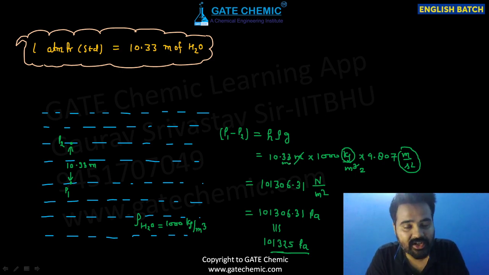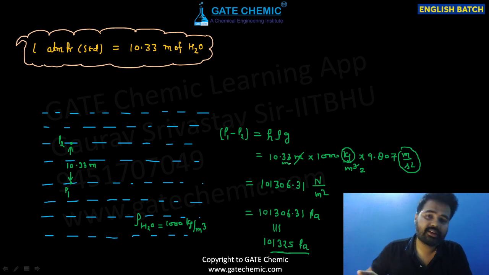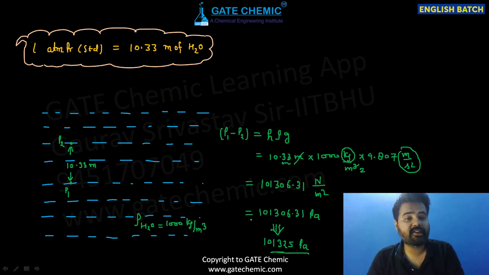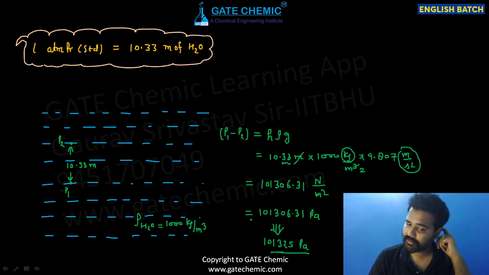But in your examination, if anyone asks you, please tell me 1 atmospheric pressure equals how much meter of water, then just write 10.33 meter of water. Okay. Is it crystal clear to all of you? How can we say 1 atmospheric pressure equals 10.33 meter of water? That's nothing but hydrostatic head. Is it crystal clear? Very good.